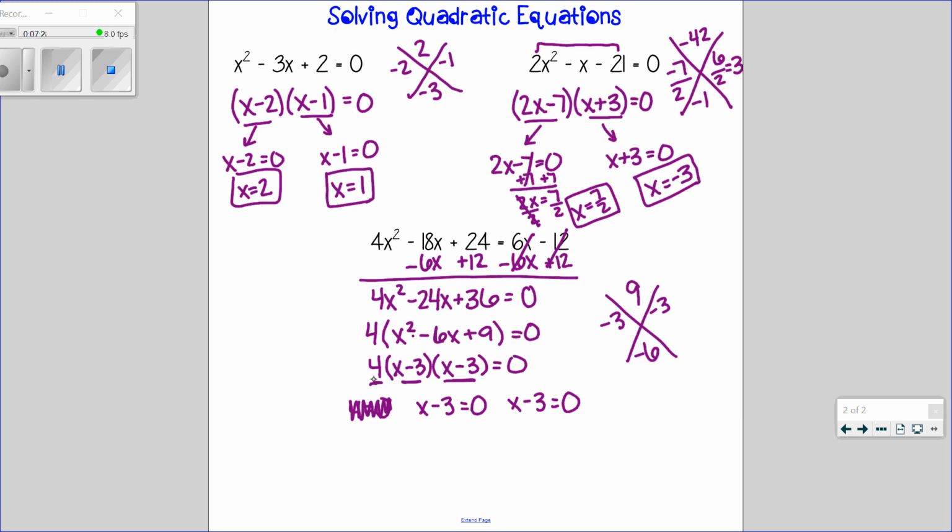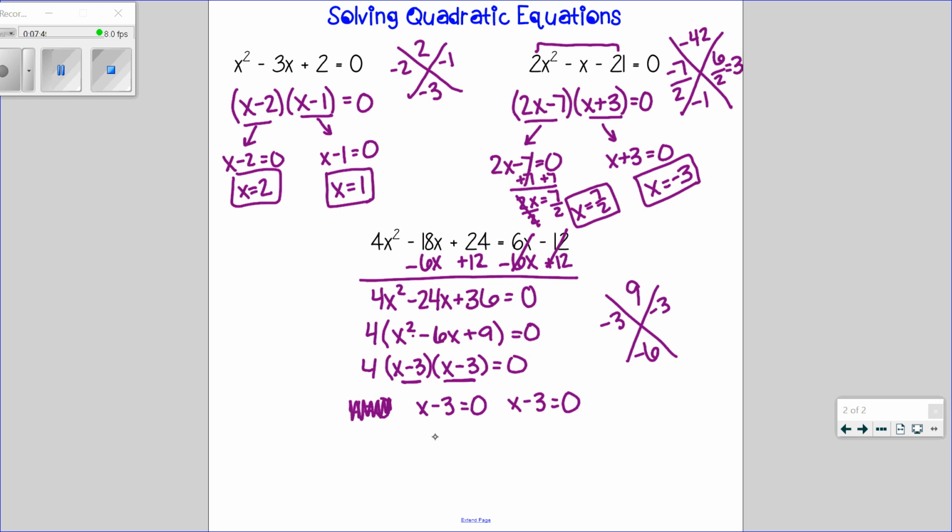Sometimes, for example, in your homework, you might have to factor out a variable. So let's say maybe this was an x that you factored out. You would have to set x equal to 0, and that would be one of your answers. Okay, so that's kind of what you do with that GCF you take out. But since it was a 4, we don't have to worry about that in this example. But on your homework, there will be some with a variable out front.